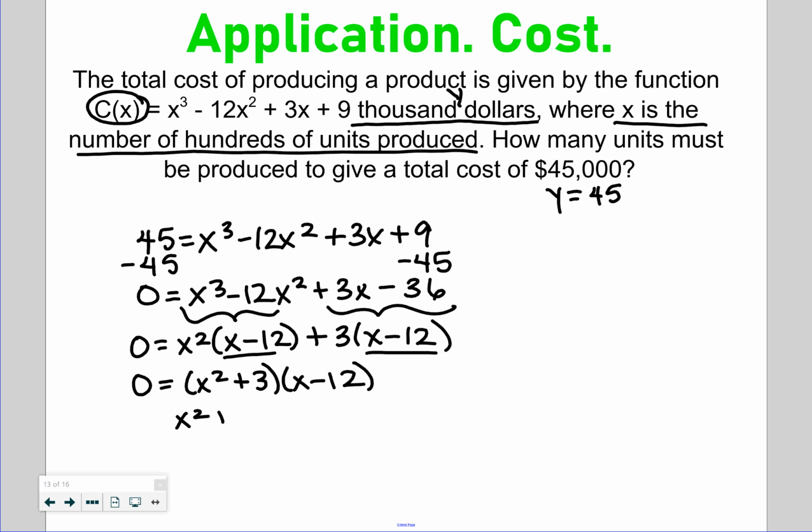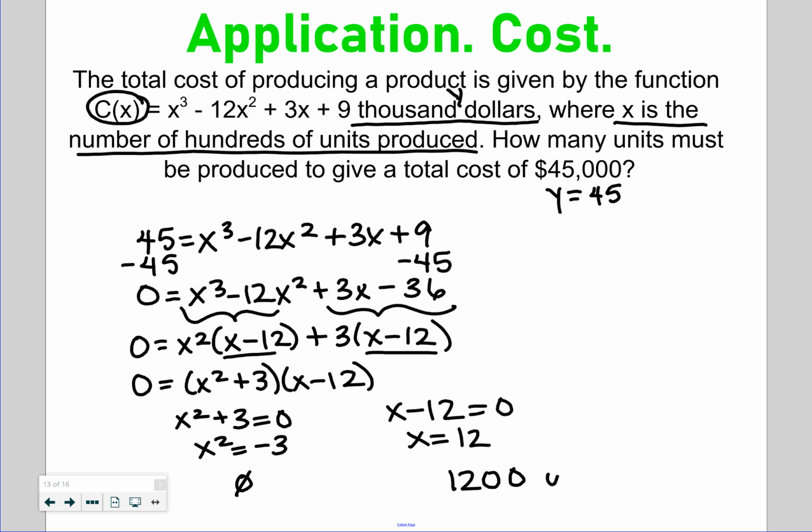Set each factor equal to 0. X squared equals, if I move the 3 over, negative 3. I can't take the square root of a negative, so that gives us no solution. For the other one, if I move 12 over, I get 12. So remember, x represented number of hundreds of units produced. So if we get 12, that actually means 1,200, add 2 zeros to the end of it, units are how many need to be sold to give me a cost of $45,000.